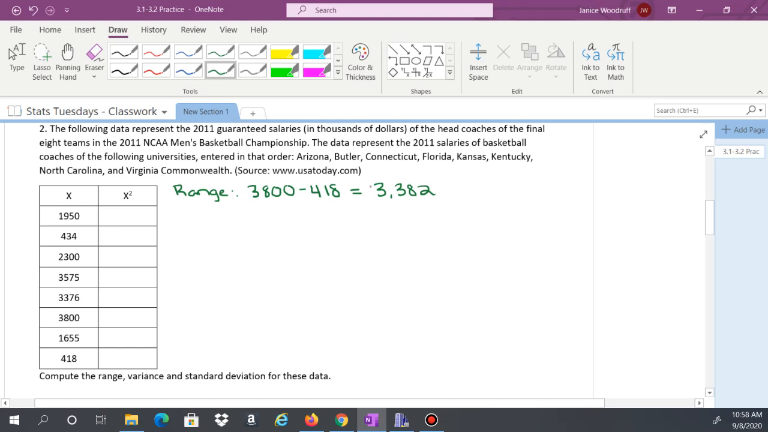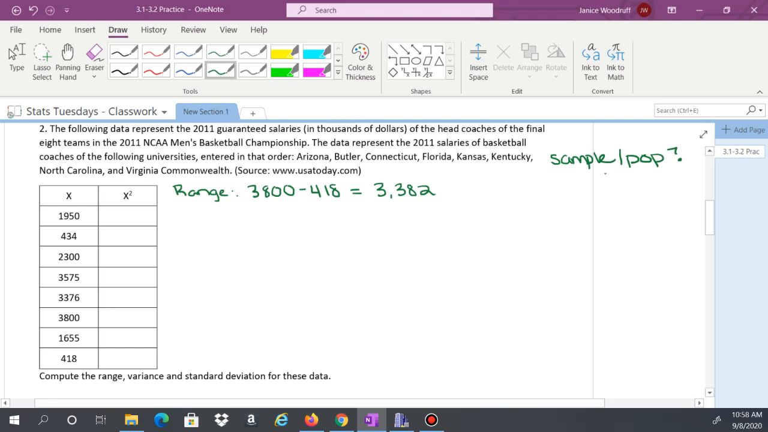All right, so that's the first part. We've got our range. Now we want to do the standard deviation and the variance. So we have to ask ourselves, is this a sample or is it a population? So sample, do we agree?